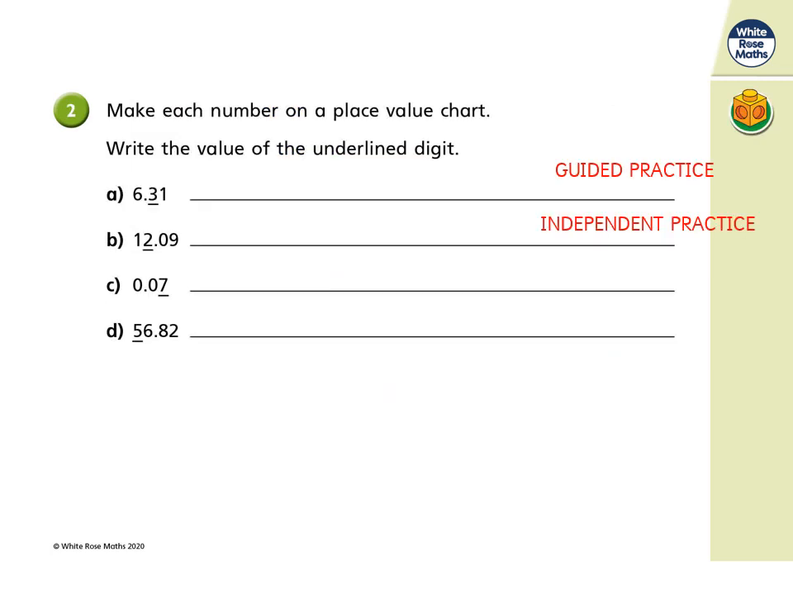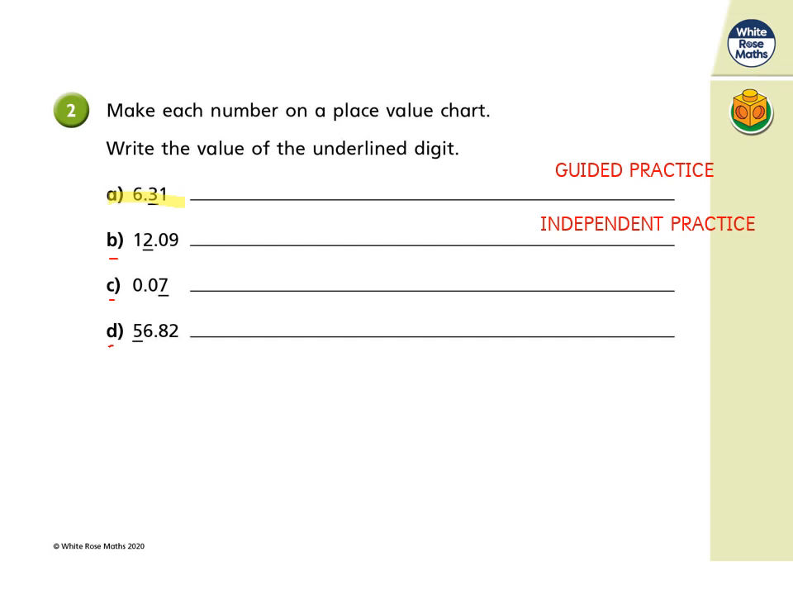Now the next question we are going to look at, I'll do one guided with you and then I'll expect you to do B, C and D independently on your worksheet. So make each number on a place value chart. Write the value of the underlined digit. Okay, so for A, we're looking at 6.31. Okay, and it's asking me to write the value of that underlined digit.